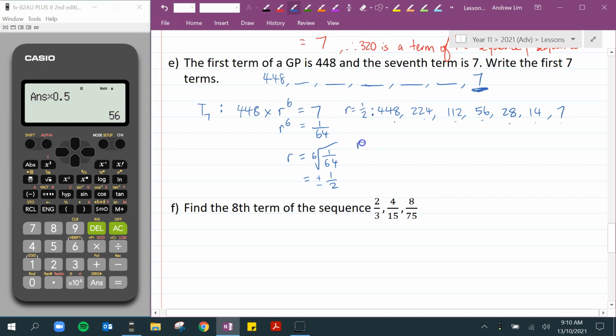What about when r is equal to negative half? We start off with 448. But this time we're dividing by negative half. Sorry, we're multiplying by negative half. That will give us negative 224, positive 112, negative 56, positive 28, negative 14, positive 7. 1, 2, 3, 4, 5, 6, 7. Yep, the seventh term is still 7. Okay, so be careful with these. With these types of questions, there could be two different answers.